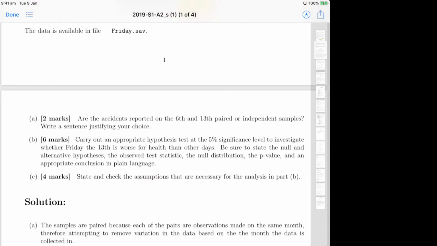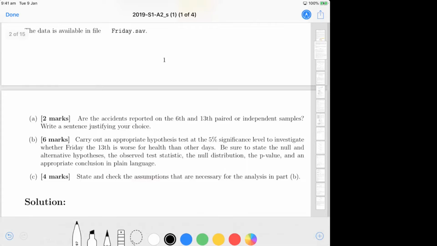So part B is asking us to carry out an appropriate hypothesis test with 5% significance level to investigate whether Friday the 13th, this is important, look, Friday the 13th is worse for health than other days. Be sure to state the null and alternative hypothesis, t-statistic, null distribution, p-value, and appropriate conclusion. This is all we need to do for this question. Okay, so how do we do that?